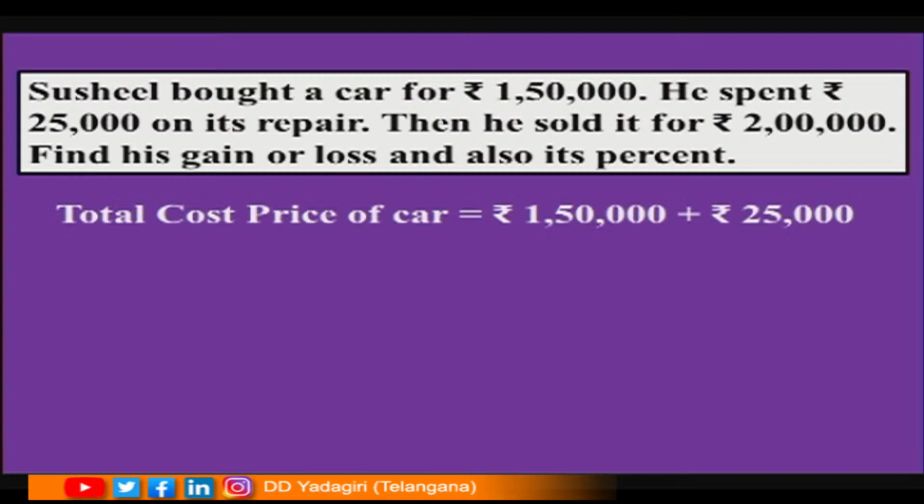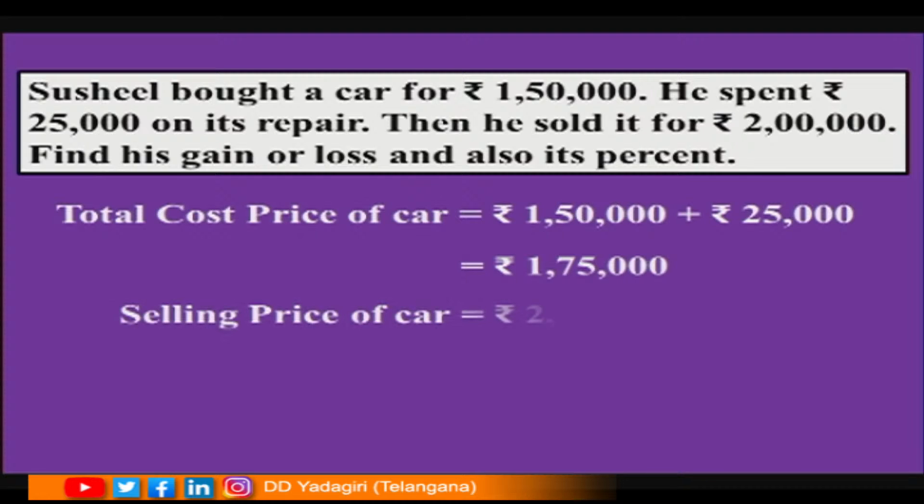So, what is the total cost price of the car? He bought it for 1,50,000 rupees and he spent 25,000 for repairing. So, both costs he has spent from his pocket. That means we need to add these. So, 1,50,000 rupees plus 25,000 rupees gives us, yes, 1,75,000 rupees. So, this is the total cost price of the car, and now he sold this car for 2 lakh rupees.